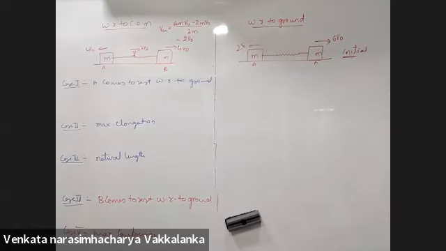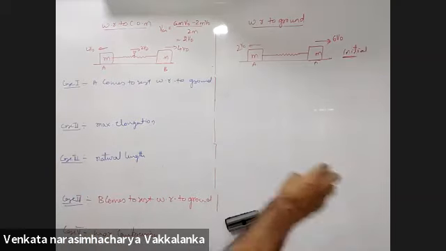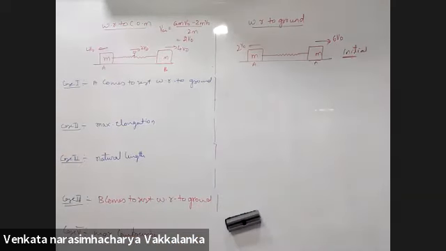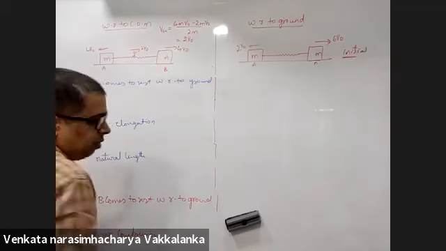Sir, so there is no differentiating factor between maximum elongation and compression. Values will be the same. Only difference: maximum elongation will come when both the blocks are moving away from center of mass. Maximum compression will come when both the blocks are moving towards center of mass.